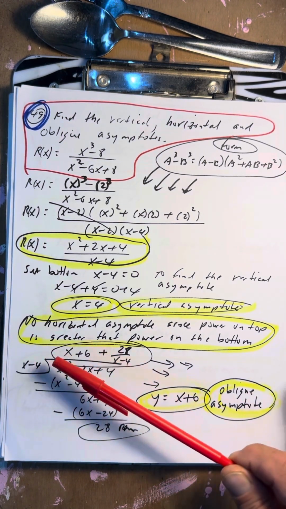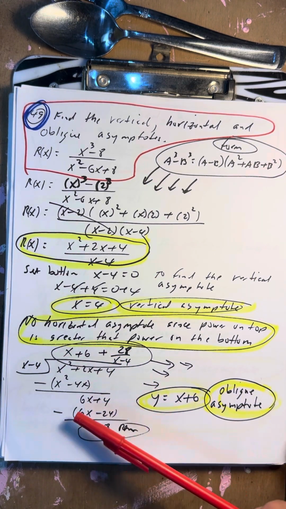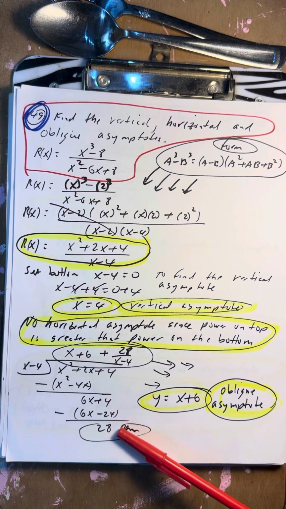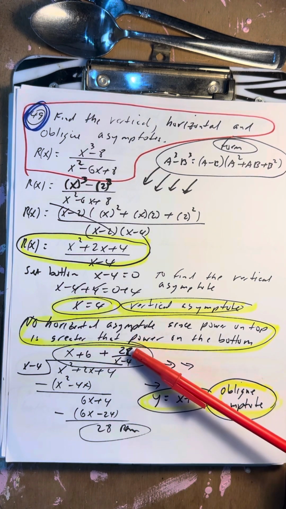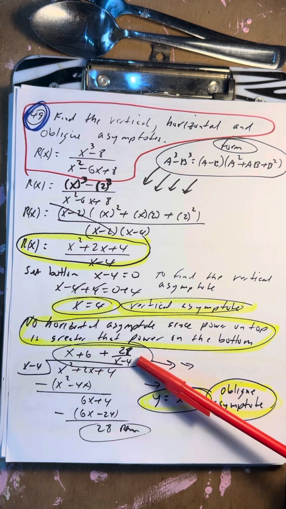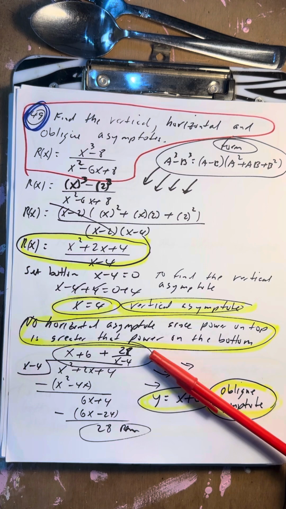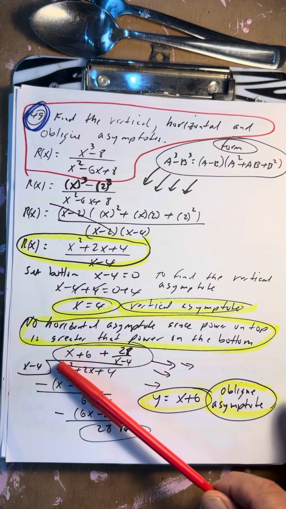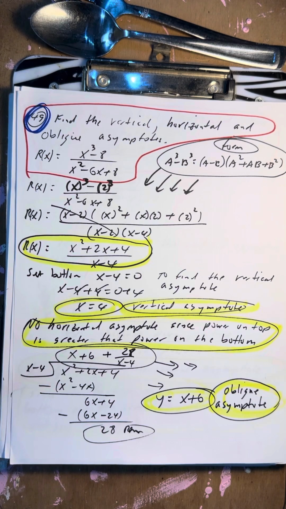Now I put a 6. 6 times that is 6x. 6 times that is negative 24. Change the signs, that's gone. Negative positive, so it's 28 remainder. So you have x plus 6, with the remainder of 28 over x minus 4. But the oblique is just going to be this part right here. So y equals x plus 6, that's the oblique.